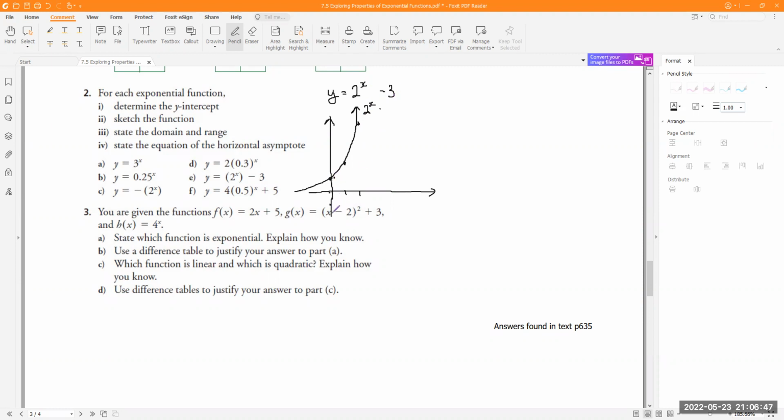So 1, 2, 3. Maybe I could do a different color. 1, 2, 3. 1, 2, 3. 1, 2, sorry, 1, 2, 3. And then so on and so forth. And I could draw all the left side, but I'm a little bit lazy.